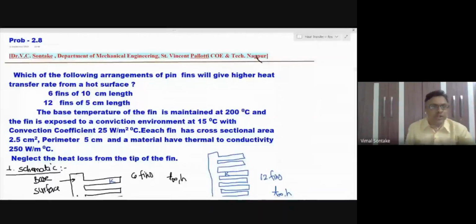Problem 2.8 goes like this. Which of the following arrangements of pin fins will give higher heat transfer rate from a hot surface? 6 fins of 10 centimeter length or 12 fins of 5 centimeter length. The base temperature of the fin is maintained at 200 degrees Celsius and the fin is exposed to a convection.